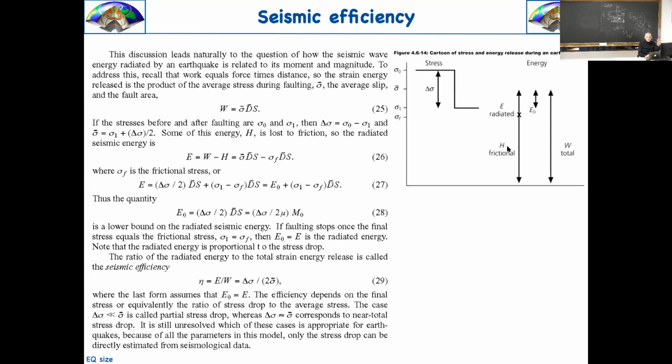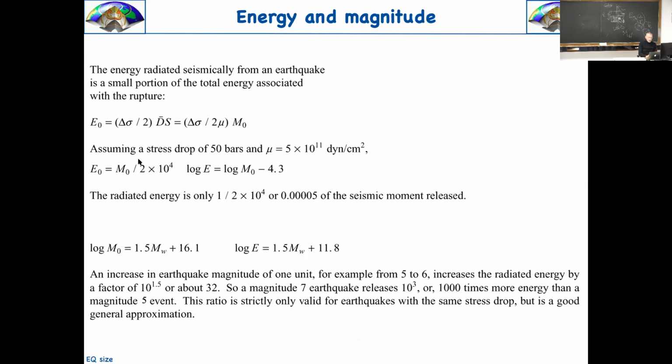Now, the percentage of radiated energy over the frictional one is called seismic efficiency and depends on the stress drop. And following this very simple computation made by Seiwa's session, if you want to have a quantity about the energy released by an earthquake, this is important, related to the stress drop and the moment. And you see that the radiated energy in terms of seismic waves, on average, is a very tiny amount.